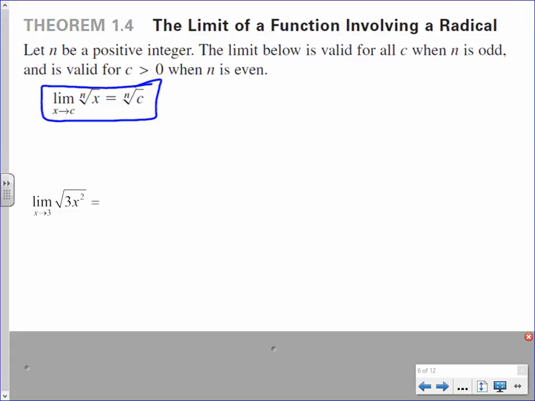My example: the limit as x approaches 3 of radical 3x squared. Josh, how do we do it? Do you remember the days when I made you reduce this down to 3 radical 3? I'm not going to count you wrong if you leave it as radical 27.